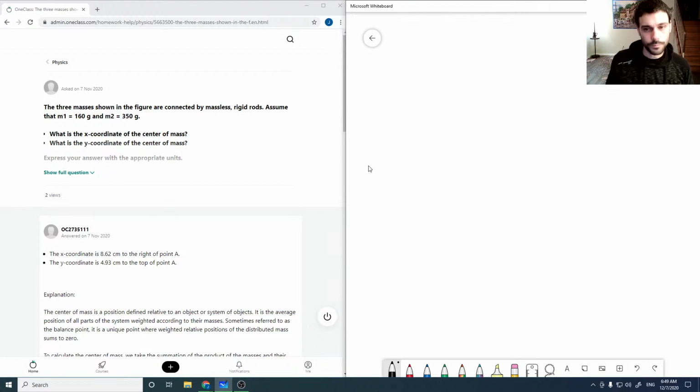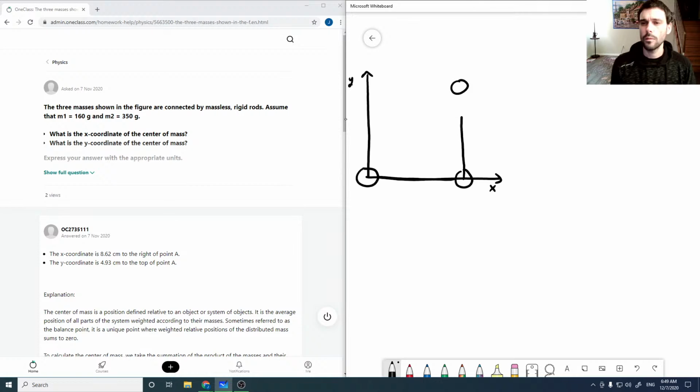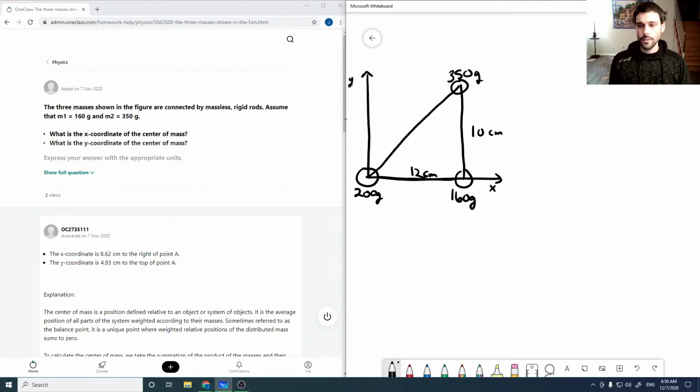Okay, here we've got 3 masses aligned as I'm going to draw them here. We're given an axis system, like this, and they're all connected. And the assumption is that the rods are massless, and we've got a 200 gram mass here, a 160 gram mass here, a 350 gram mass here, and we're given that this is 12 centimeters and this is 10 centimeters. And it asks for the x-coordinate of the center of mass and the y-coordinate of the center of mass.